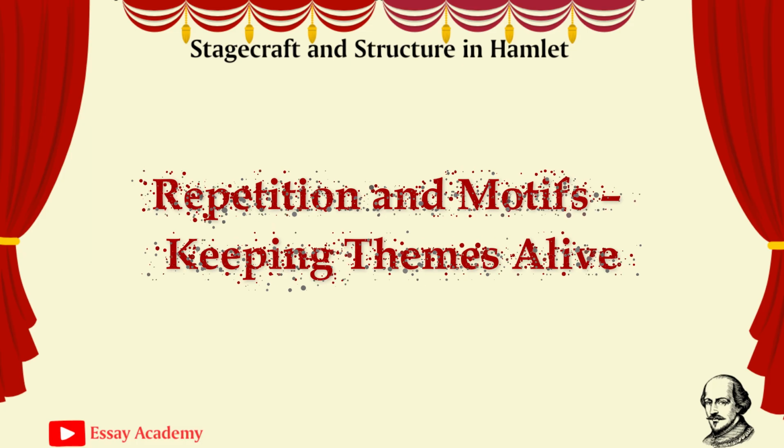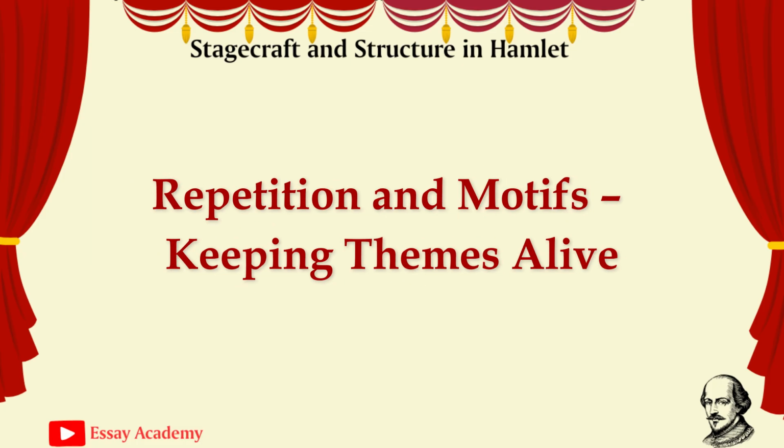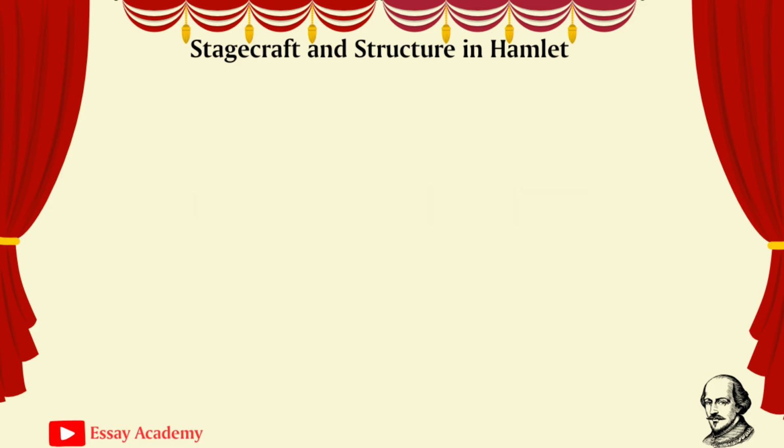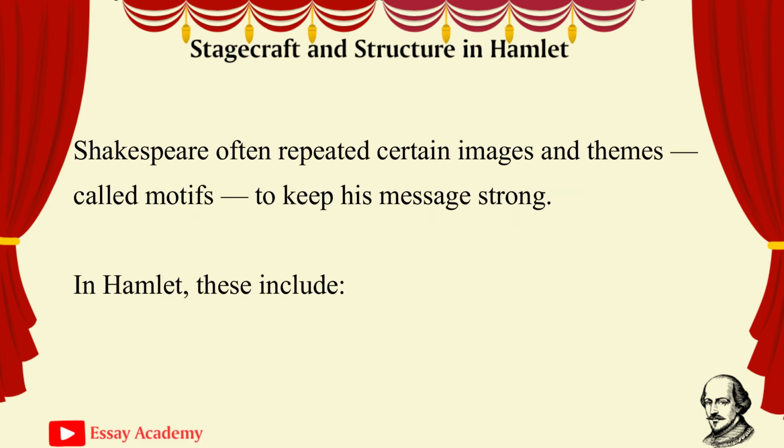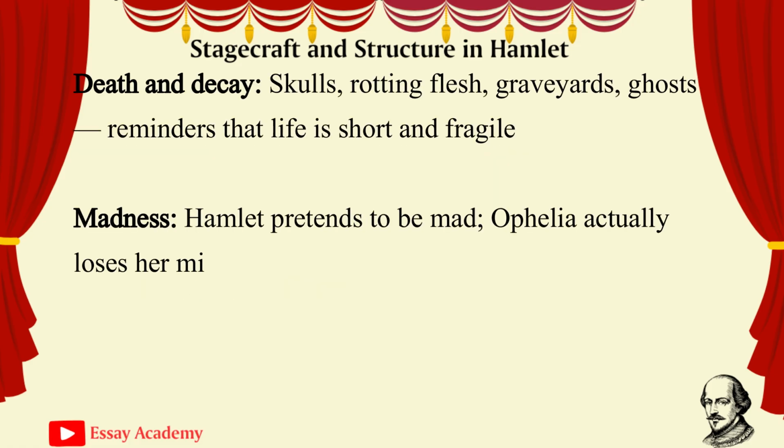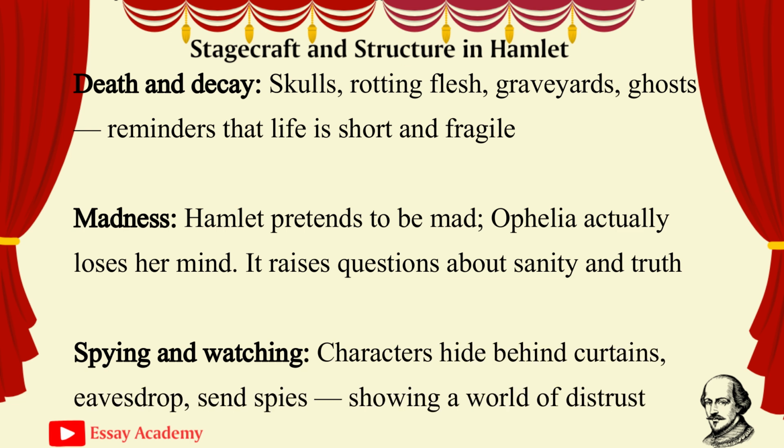Repetition and motifs, keeping themes alive. Shakespeare often repeated certain images and themes, called motifs, to keep his message strong. In Hamlet, these include death and decay: skulls, rotting flesh, graveyards, ghosts, reminders that life is short and fragile.